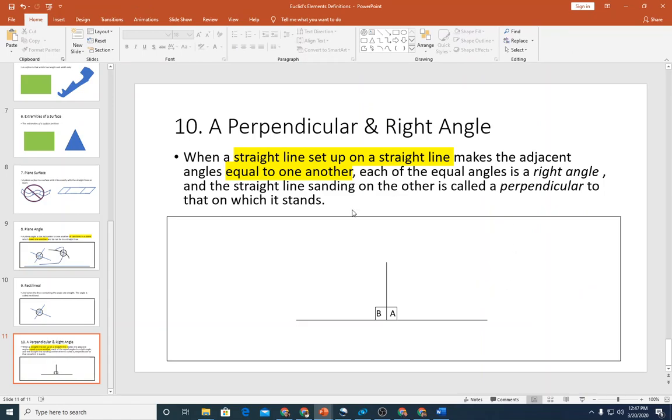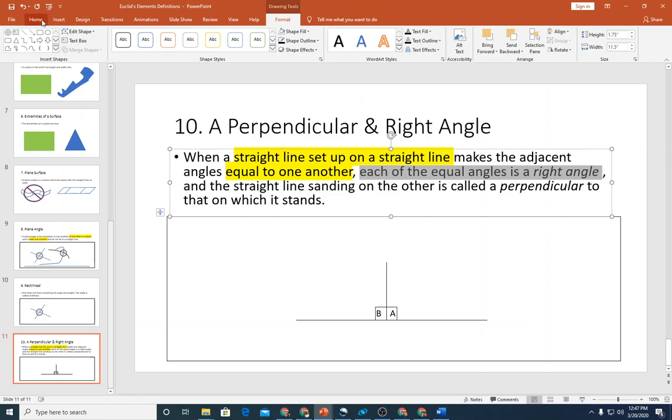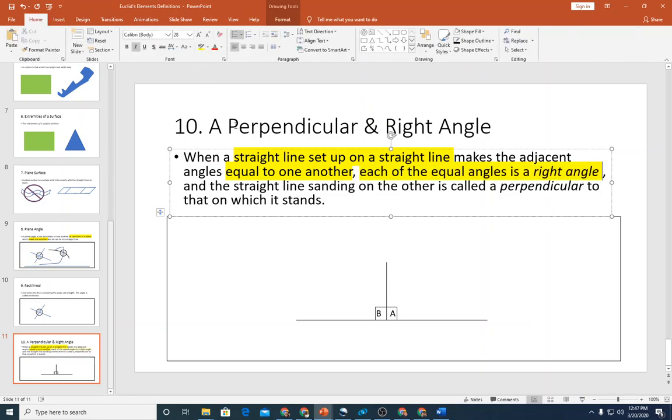Okay, and there we go. Now we have two right angles. So each of the angles is a right angle. We got that taken care of now. We know that's true. And this is important: the straight line standing on the other is called perpendicular to that on which it stands. So if this is Wanda and this one's Esmeralda, if I remember right, Wanda is perpendicular to Esmeralda because angle A is equal to angle B.